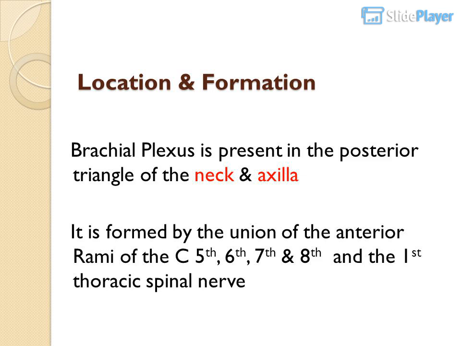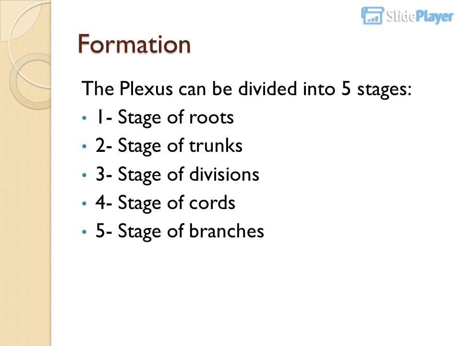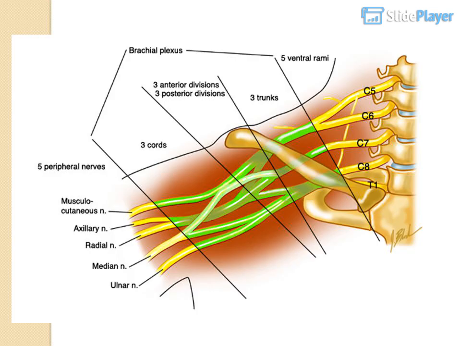thoracic spinal nerve. Formation. The plexus can be divided into 5 stages: 1. stage of roots, 2. stage of trunks, 3. stage of divisions, 4. stage of cords, 5. stage of branches.